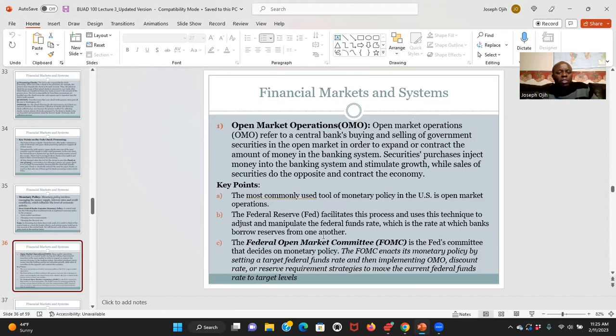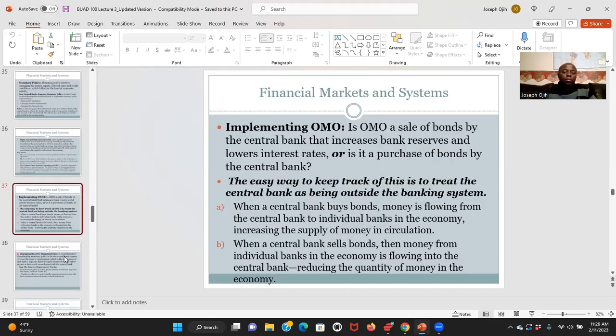Open market operation is a common tool that the Fed uses, and then the Fed has what they call the Federal Open Market Committee, which decides what to do with respect to the monetary policy. The Federal Open Market Committee executes the monetary policy by setting the targets for the federal funds rate and then implementing the open market operations and other tools that they use.